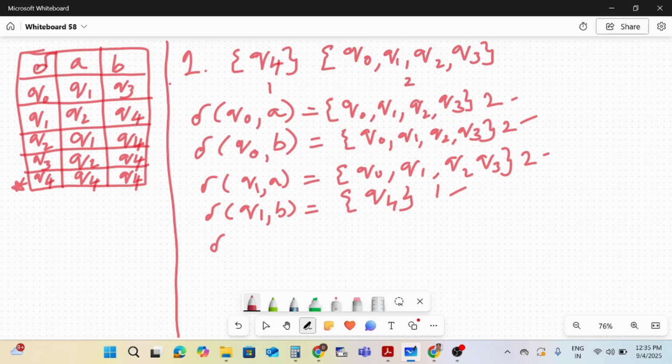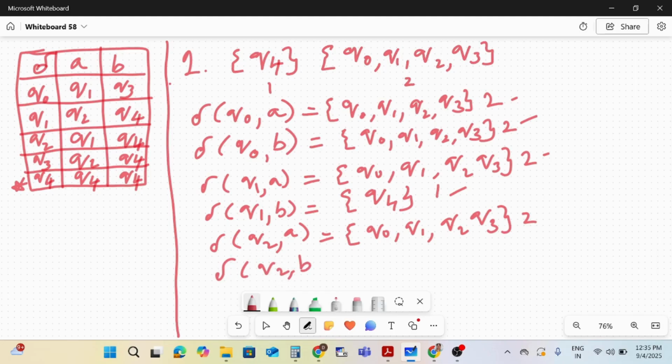Similarly, we should do the transitions. We need to check the transitions for the Q2 state and the Q3 state. Q2 with A, where is it going? Q2 with A goes to Q1. Q1 is in class 2, that is Q0, Q1, Q2 and Q3, so this is going to class 2. Similarly, the transition of Q2 with B: it goes to Q4, which means it is going to class 1. From this we have to refer to this and this.